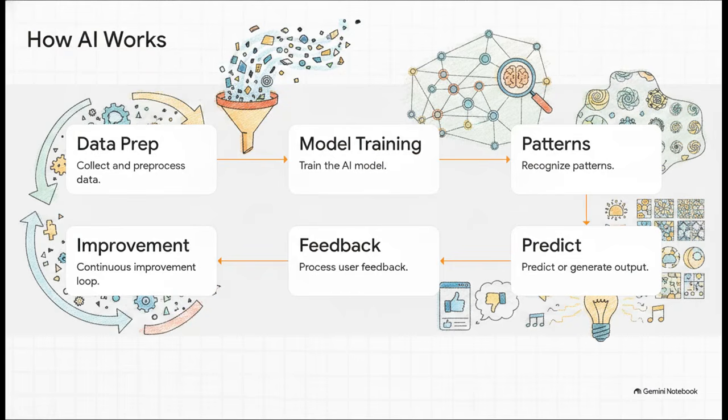But how does a machine actually learn to do that? Well, it follows this continuous six-step loop. First, the system ingests a massive amount of data. Then, during model training, it learns the underlying patterns within all that data. Once it's got those patterns down, it can make predictions or generate new content, and it constantly refines itself based on your feedback. It's really just a tireless cycle of continuous improvement.